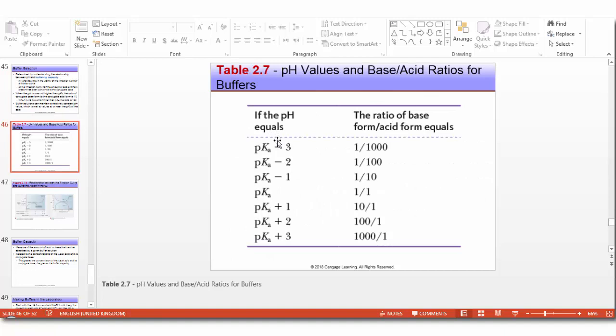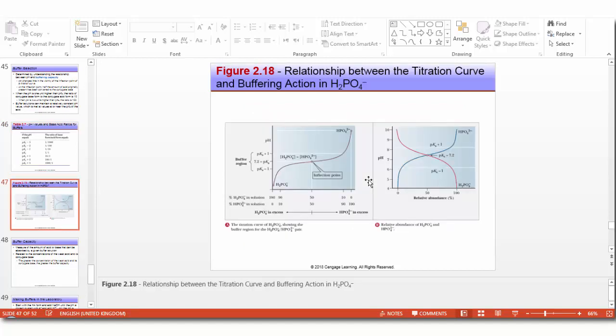if the pH equals this, then the ratio of base form to acid form equals this. When they are 1 to 1, then pH equals pKa. If you add 1 pH unit above pKa, the ratio becomes 10 to 1. 1 pH unit below the pKa, the ratio becomes 1 to 10, and so on. This is very clear here. With the phosphate buffer, the pKa is 7.2, and here we have the so-called buffer region. The buffer region occurs at pH equal to pKa plus or minus 1.